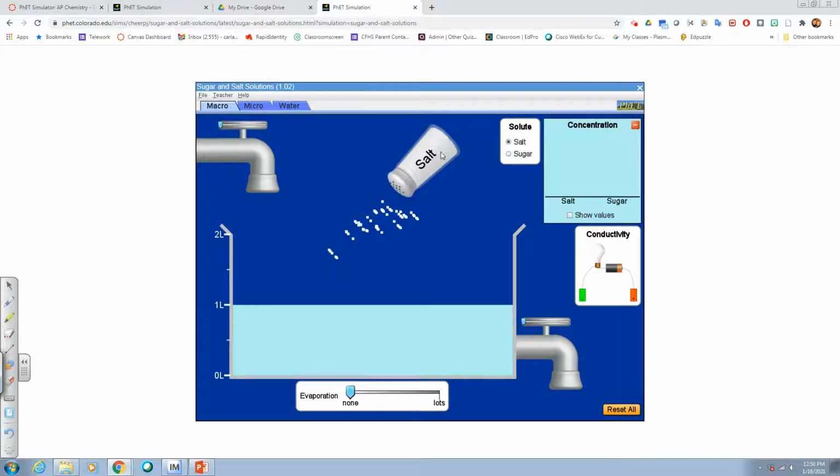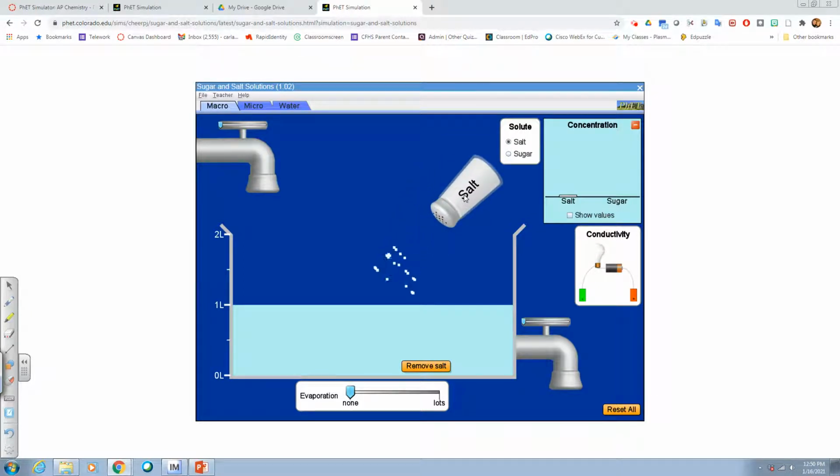You'll notice as soon as I shake the salt in there, in the macroscopic world, you wouldn't really see anything but a homogeneous mixture, all in one phase. But you'll notice that the salt concentration is rising just ever so slightly. So I shake some more in, and the more salt that I put in there, the more moles are in the solution, so therefore the molarity is increasing. So we see a homogeneous solution.